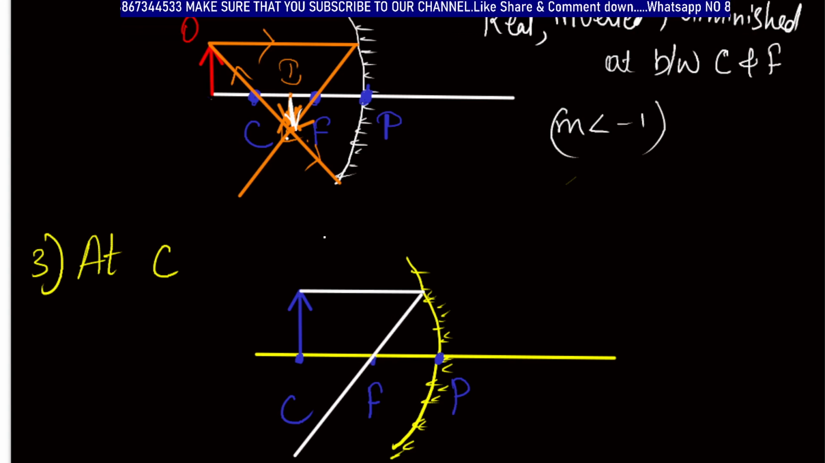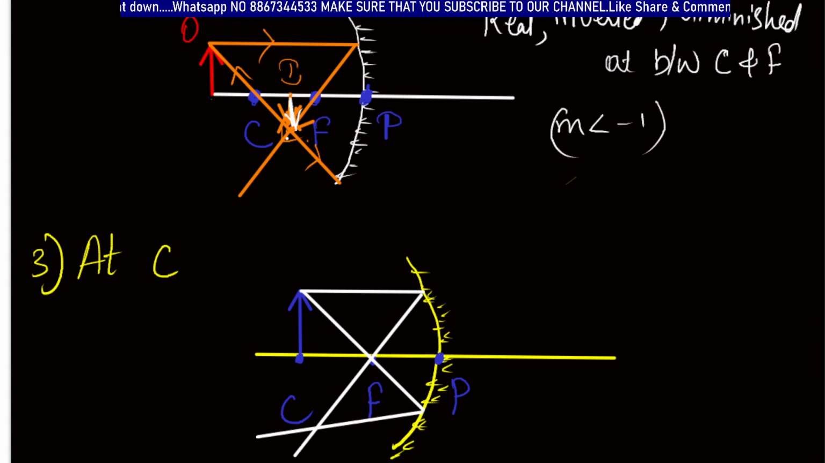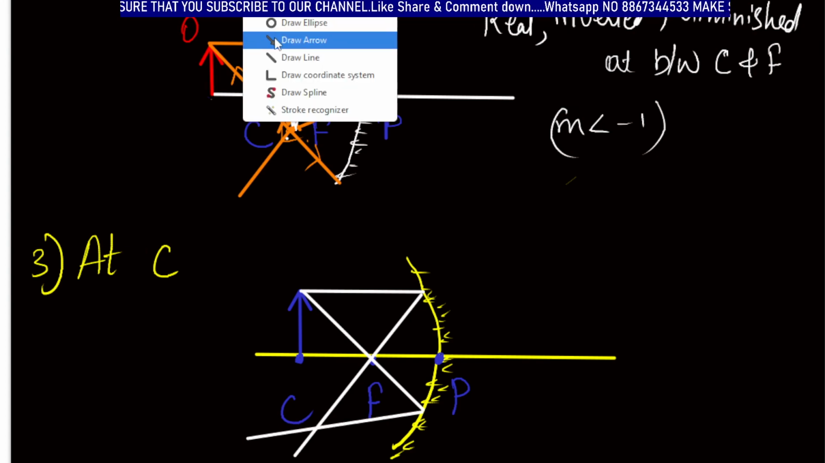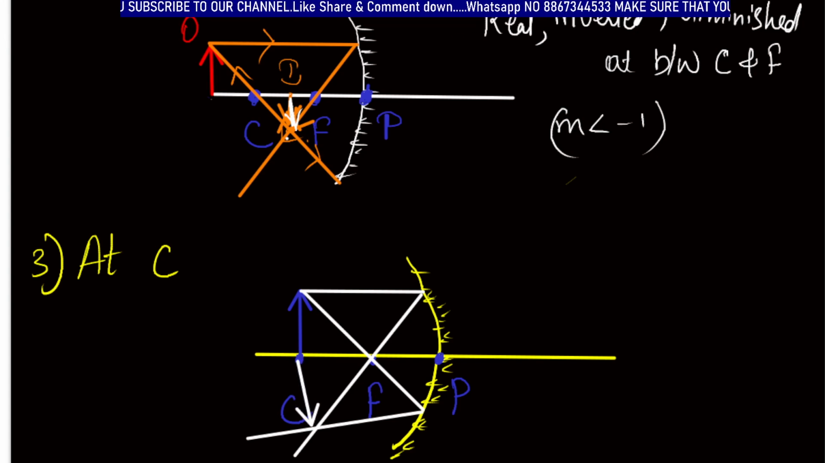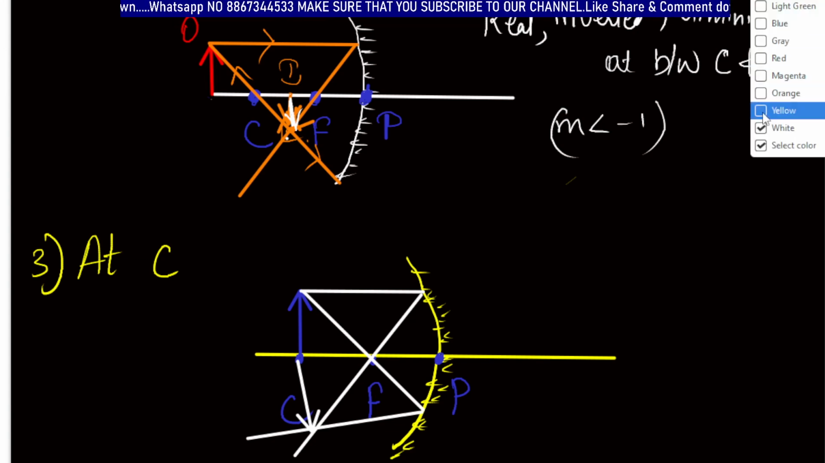Now the second ray is when it passes through the focus. Whenever a ray is passing through the focus, it passes back parallel to the principal axis. Okay, so the image formed here is, there are some differences in calculation, otherwise we will get the exact image at C.